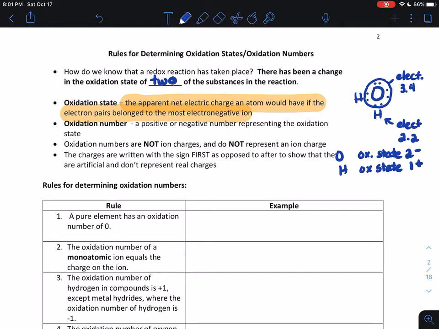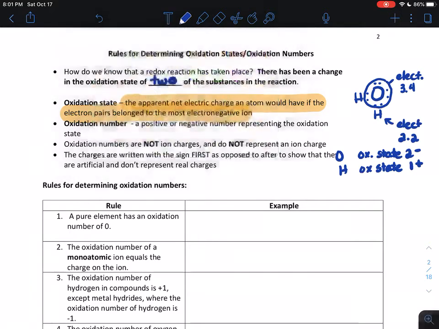All right. And this is not a real thing. This is basically saying which atom has the greater affinity for the electrons. With water, they share electrons. So an oxidation state is just kind of a hypothetical charge that would occur if they weren't sharing the electrons. And so oxidation number is just a representation of the oxidation state. In fact, oxidation state and oxidation number mean the same thing.